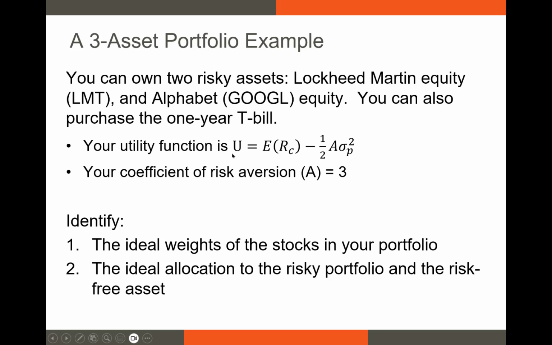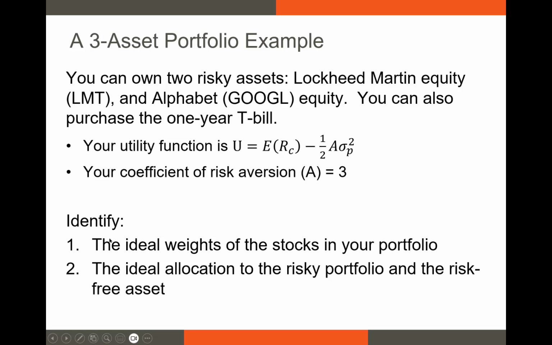We know our utility function, and that utility function is the expected return of our complete portfolio, so return on our portfolio and our return on our risky asset portfolio, and then minus 1/2 coefficient of risk aversion times variance of our risky portfolio. Coefficient of risk aversion, we're going to set that at 3. For context, 3 is a very high coefficient of risk aversion.